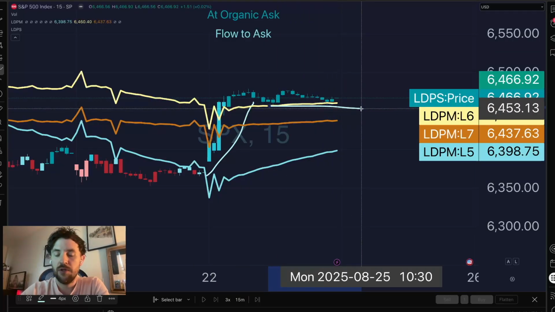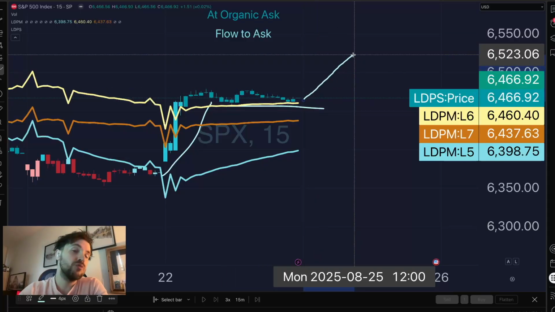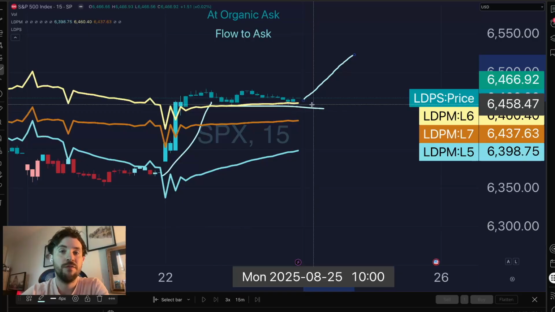We are using this LDPM as support. And so I think the outlook is still up again because LDPS is printing those bullish prints, but this time with maybe a little bit more caution that the bullish liquidity might start failing.